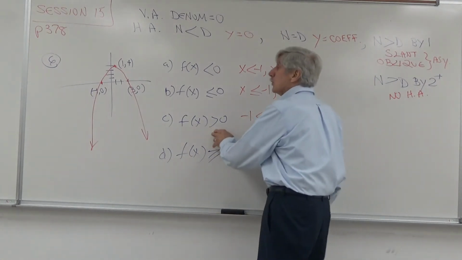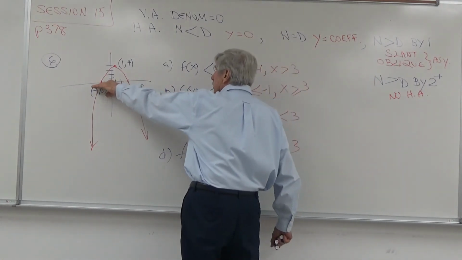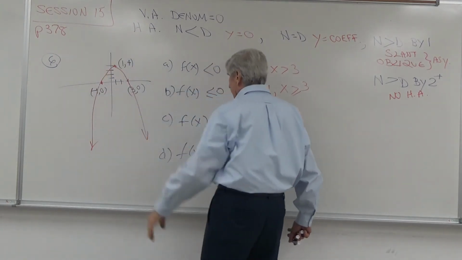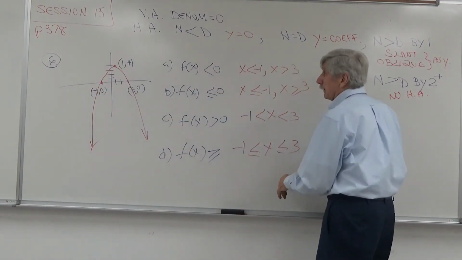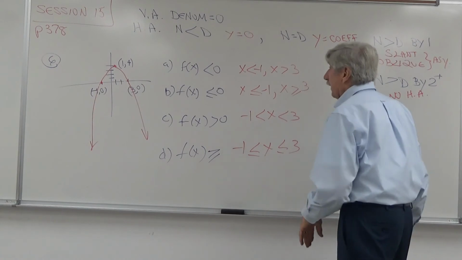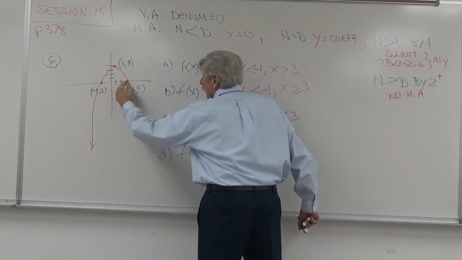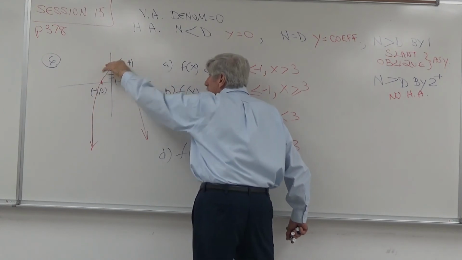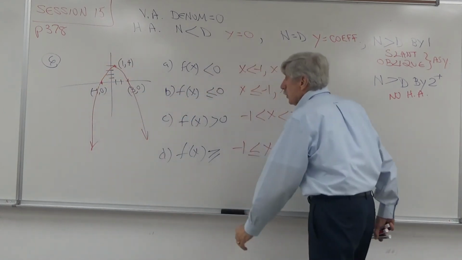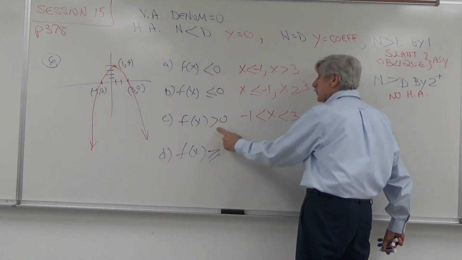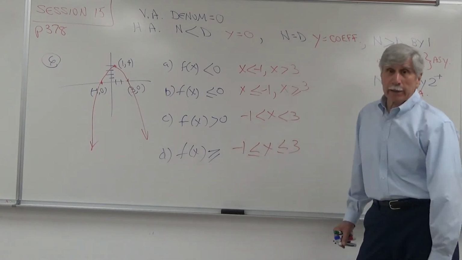Where's it greater than? Well, it's above the axis here, isn't it? Anywhere that's between, in fact, where x is between negative 1 and 3. Isn't y all above the axis between negative 1 and 3? So where is y above the axis? Between negative 1 and 3 on the x.